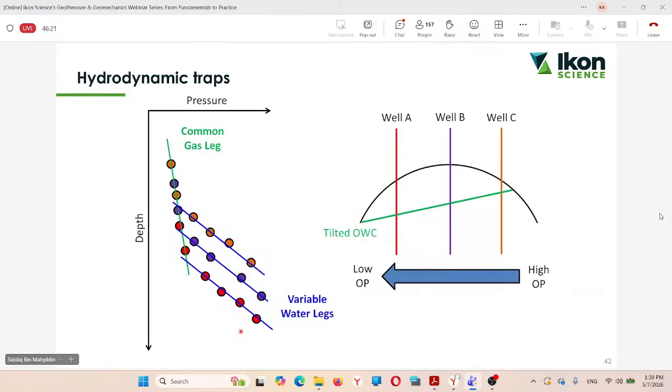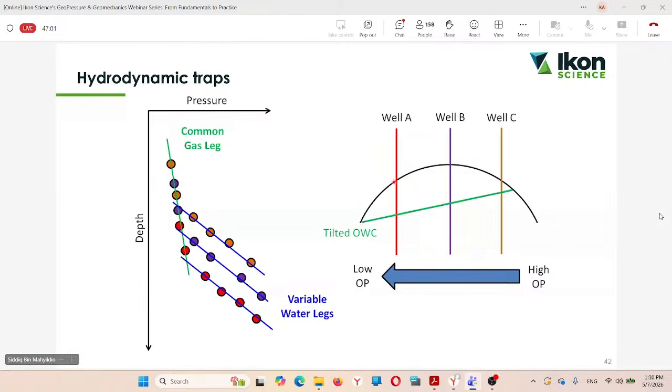And lastly, before I go for some demo in RockDoc, this is an example of hydrodynamic traps. They happen quite often. Instead of isolated compartments, we have one unit. The reservoir is connected, but the pressure can still vary laterally. Hydrodynamic is a process where overpressure, for example here you have high overpressure and here low overpressure, reduces across a reservoir. This reduction in overpressure causes a tilt of your oil water contact.